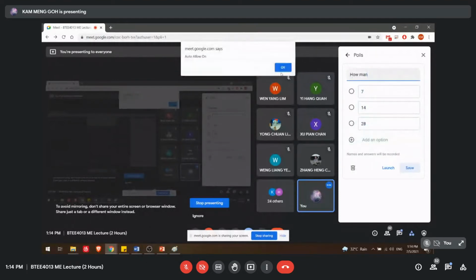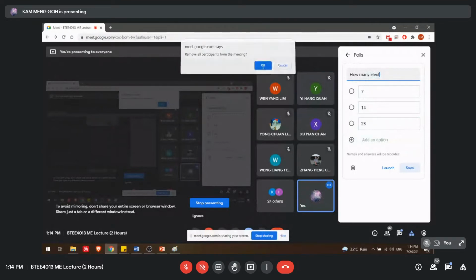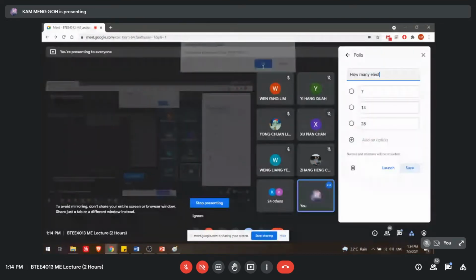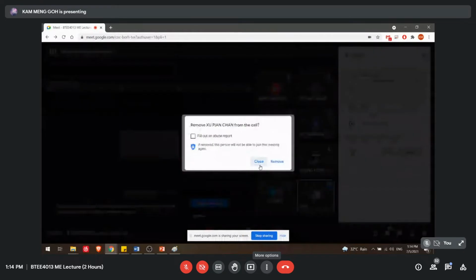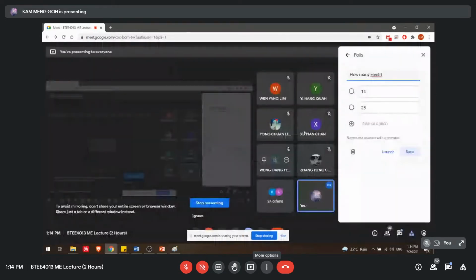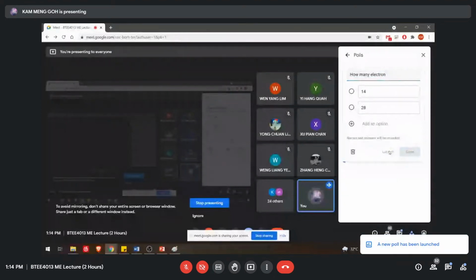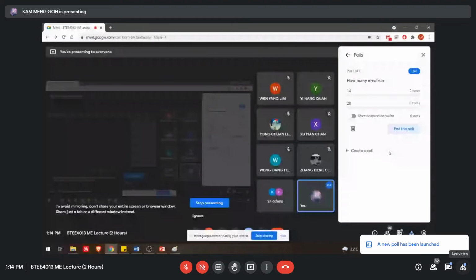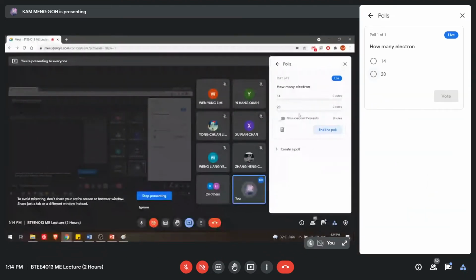Auto allow, what does it mean? Always like this. What happened? Sorry for the error. We launch it. Okay, let's see how many of you think it's 14 or 28. Okay.